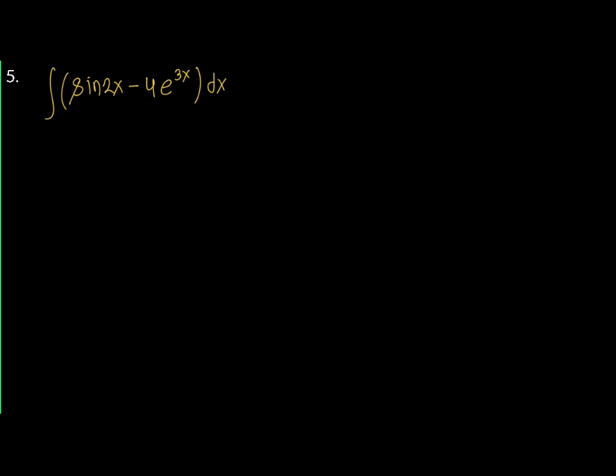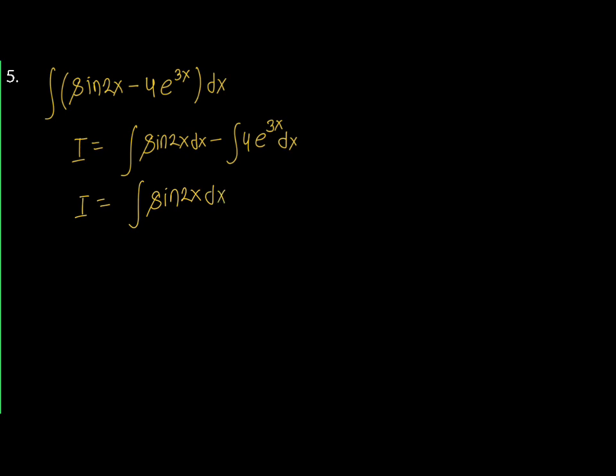Now the next one, we have to find the integration of sine 2x minus 4 times e to the power 3x. So I can also write I, that is equal to integration of sine 2x minus integration of 4 times e to the power 3x. We know that we can take the constant out of integration, so I can also write I equal to integration of sine 2x minus 4 times integration of e to the power 3x.